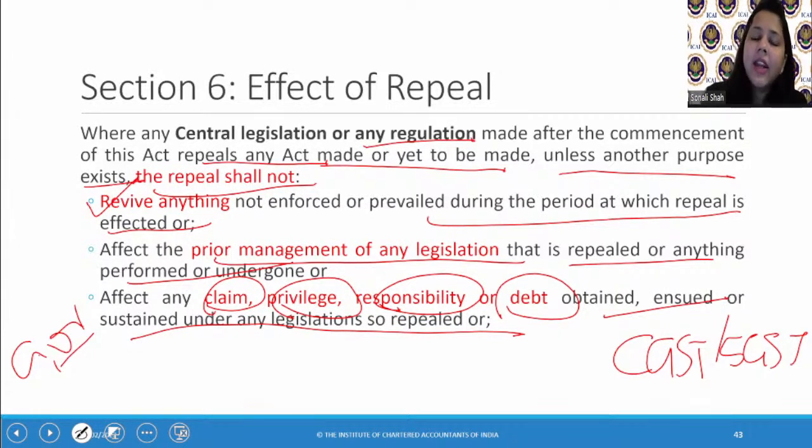So let's say under the previous excise duty act, you had incurred a liability of 1 lakh rupees and that has already been communicated to you. So will that debt be obliterated? No. Any claim, privilege, responsibility or debt that has been sustained under the previous legislation will not be affected by repeal. They cannot later come and say that now the excise act is not there, so my debt is also not there, or my liability for payment of tax is also not there. If it has been ensued, it will remain.